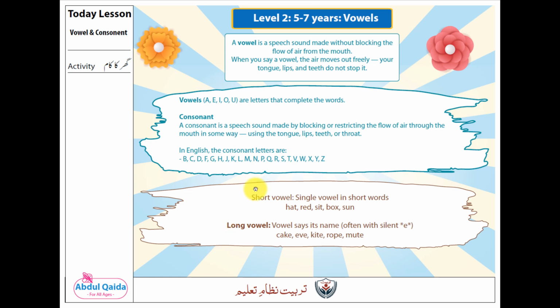Short vowel, a single vowel in short words. For example, hat, rat, sit, box, sun. Long vowels, where the vowel says its name, often with silent E. Cake, eve, kite, rope, mute are examples of long vowel.